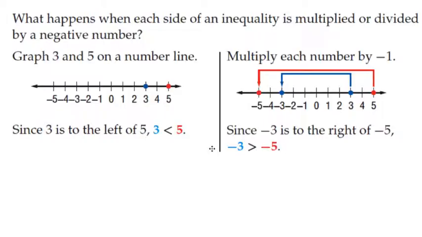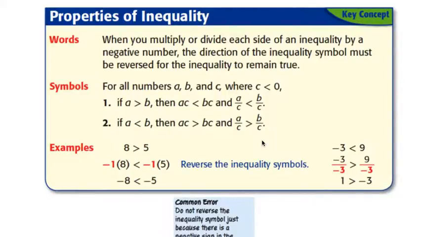So the inequality flips, okay? It goes the other way. And so that's exactly what's going to happen when we multiply or divide by a negative number. It's going to flip the inequality the other way. So when you multiply or divide each side of an inequality by a negative number, the direction of the inequality symbol must be reversed for the inequality to remain true.